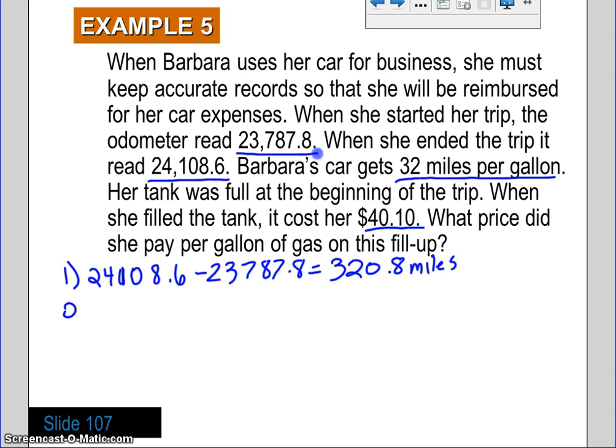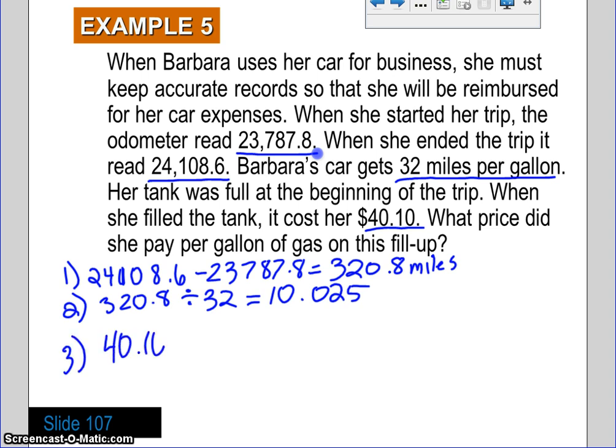The next thing we're going to do is take those 320.8 miles and divide them by how many miles she gets per gallon, which is 32 miles per gallon. And when we do that, we get 10.025. Last, we need to take the total cost to fill up her tank, which was the $40.10, and divide it by the 10.025. And when we do that, we find out that she paid $4 per gallon for gas.